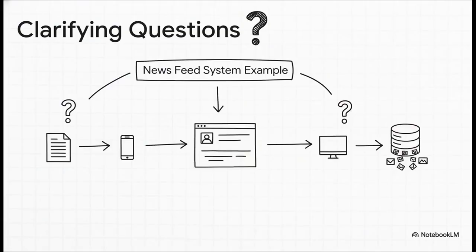Let's apply this to a real-world example we'll be using today. Designing a news feed system, kind of like Facebook or X. Before you draw a single box, you need to clarify things. Is this for mobile, web, or both? Are we supporting just text, or do we have to handle the massive storage needed for images and videos? Getting this scope locked in up front ensures you don't waste 40 minutes building the completely wrong system.